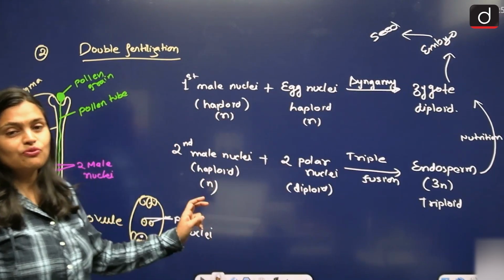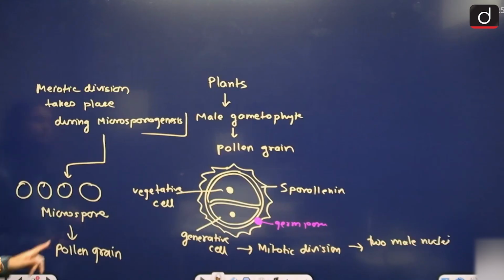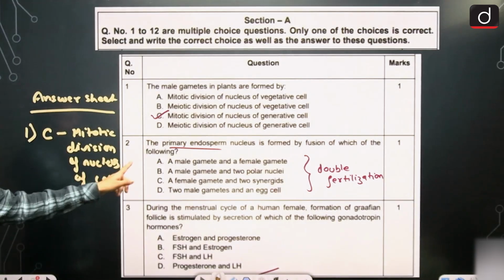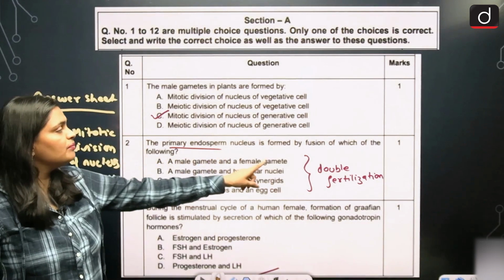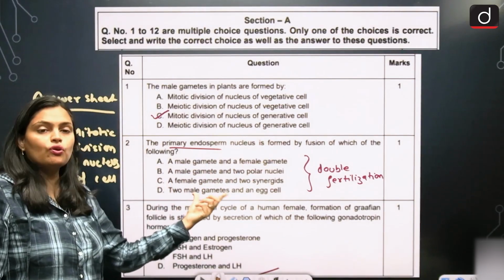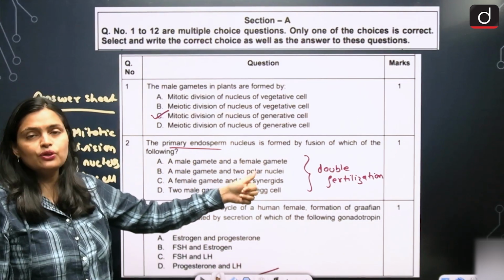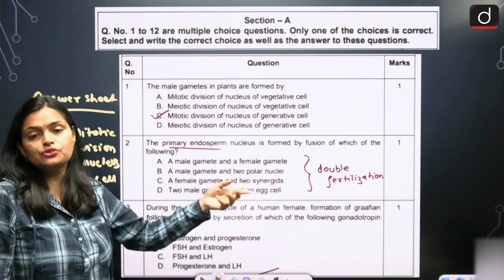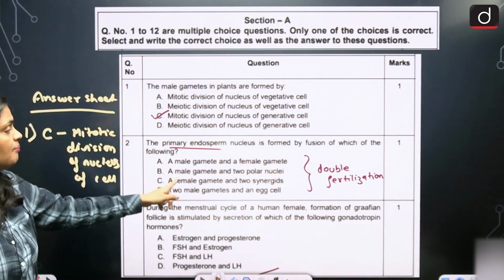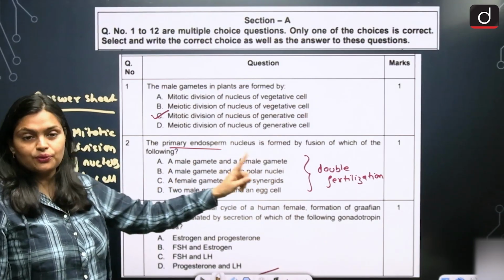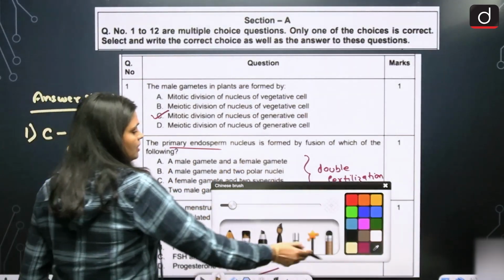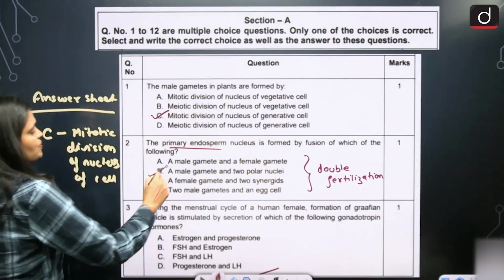Okay, so now what is the question here? The primary endosperm is formed by the fusion of which of the following? So male gamete and a female gamete? No. When male and female gamete fuse, you will get what? Zygote. Male gamete and two polar nuclei. So this will be your correct option.